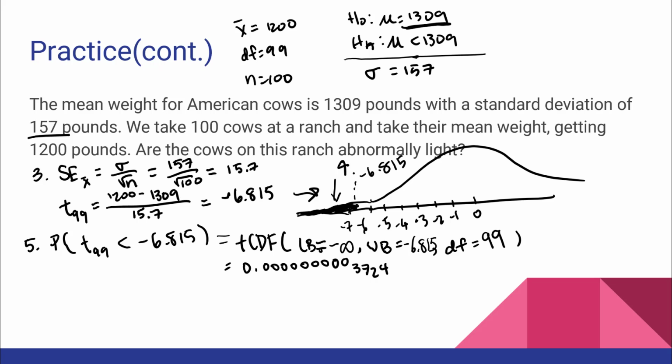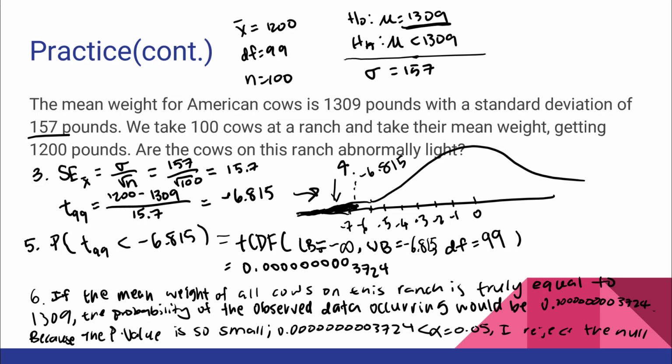So we can conclude with this p-value. So if the mean weight of all cows on this ranch is truly equal to 1,309, the probability of the observed data occurring would be 0.00000003724. Because the p-value is so small, don't make me repeat that number. It's less than alpha, which is equal to 0.05. I reject the null. So that is your one sample t-test.